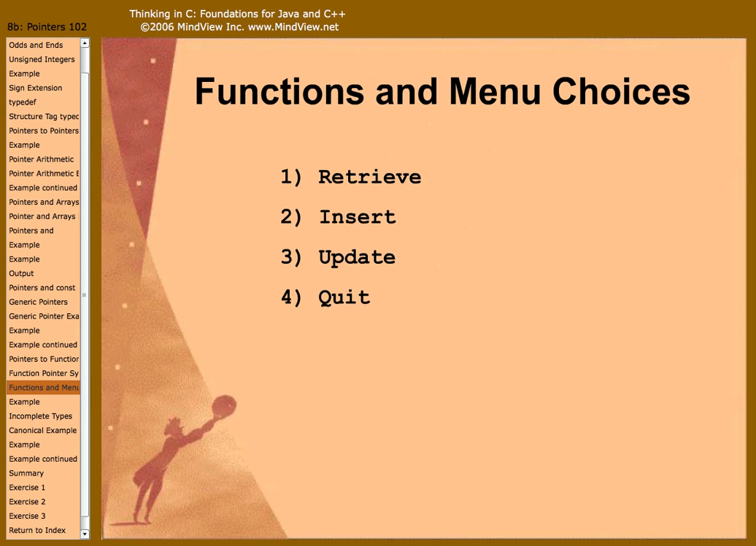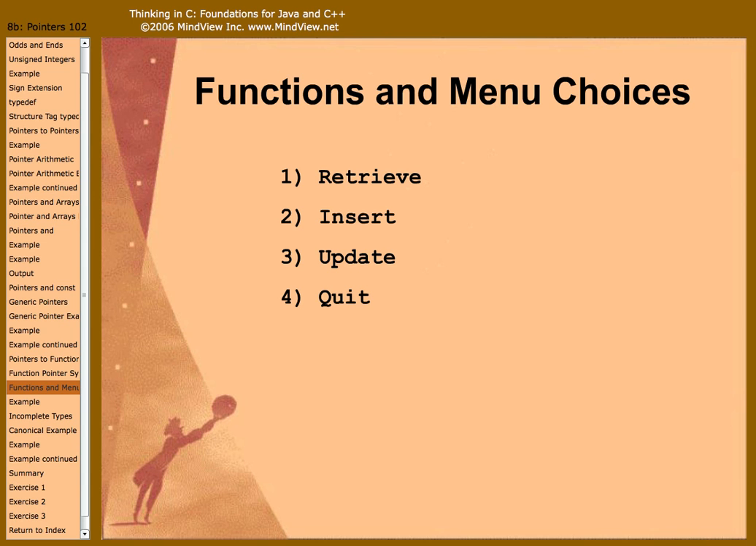We're going to print on the screen a menu for a user to choose, and there are 4 choices, and you're supposed to type in either the number 1, 2, 3, or 4, and depending on the number that you type in, a certain function will be executed. So there'll be a retrieve function, say, whenever you press 1, an insert function when you press 2, etc. And when you press 4, we'll quit the program.